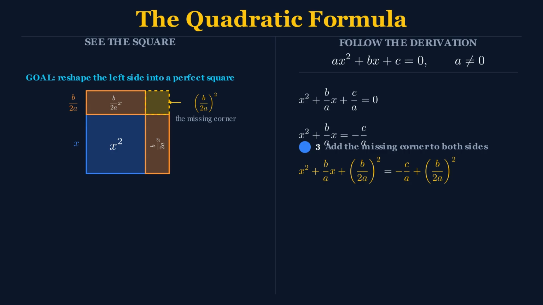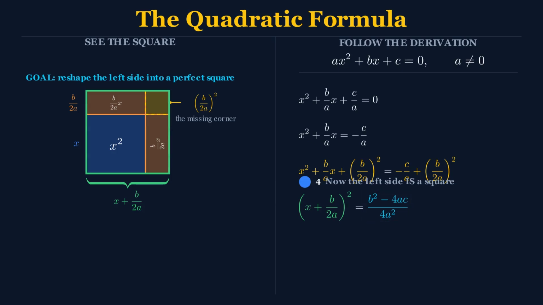Look at the shape now. It is almost a square. Almost. One small corner is missing, and that corner measures b over 2a squared. So we add it. And whatever we add on the left, we must add on the right to keep the equation honest. And now the left side is a genuine square with side length x plus b over 2a.